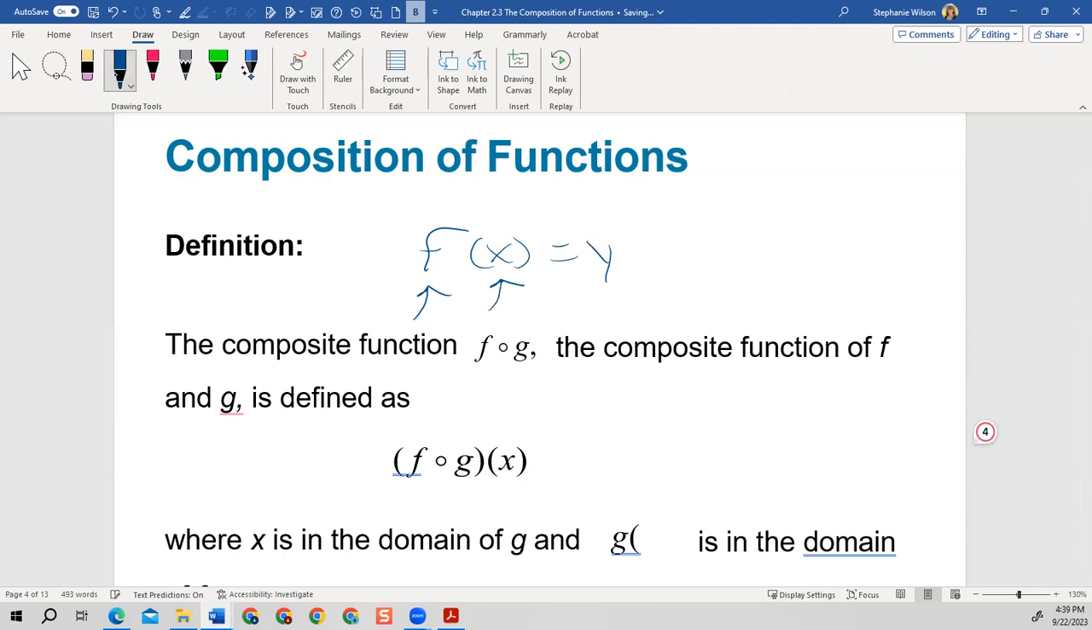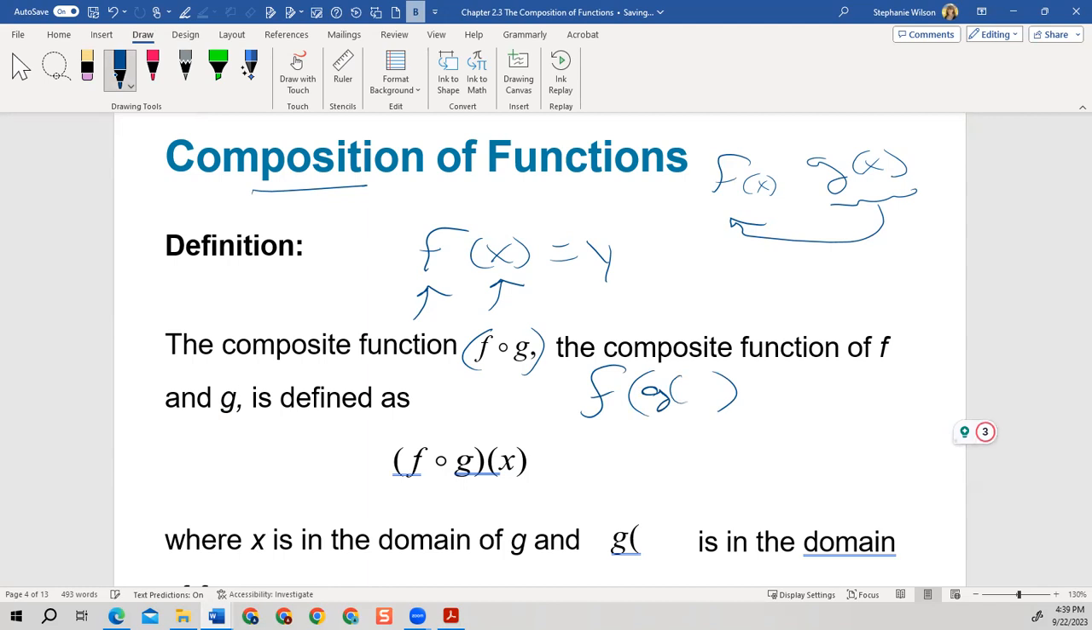We understand that. But when we're doing a composition function, that means we have two functions. In this case, we got one called f and one called g. And we're going to plug the function into the other function or vice versa. So f of g basically means that everywhere I see x in my f function, I'm going to plug in the g of x function. If it would have been g of f, then I would have taken my g function and everywhere I saw x, I would have plugged in the f of x. So that's what that is saying.